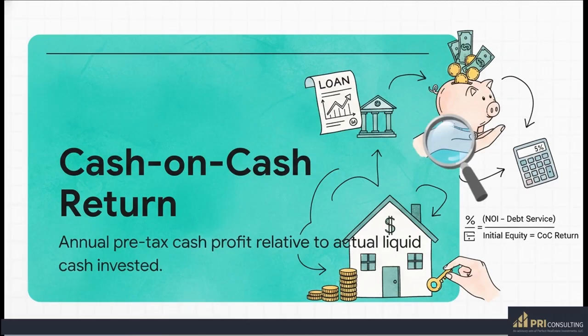While cap rate assumes an all-cash purchase, cash-on-cash actually factors in your mortgage payment. It takes your NOI, subtracts your debt service, and divides that remaining cash flow by your initial equity. This tells you exactly how hard your physical cash is working for you year to year.